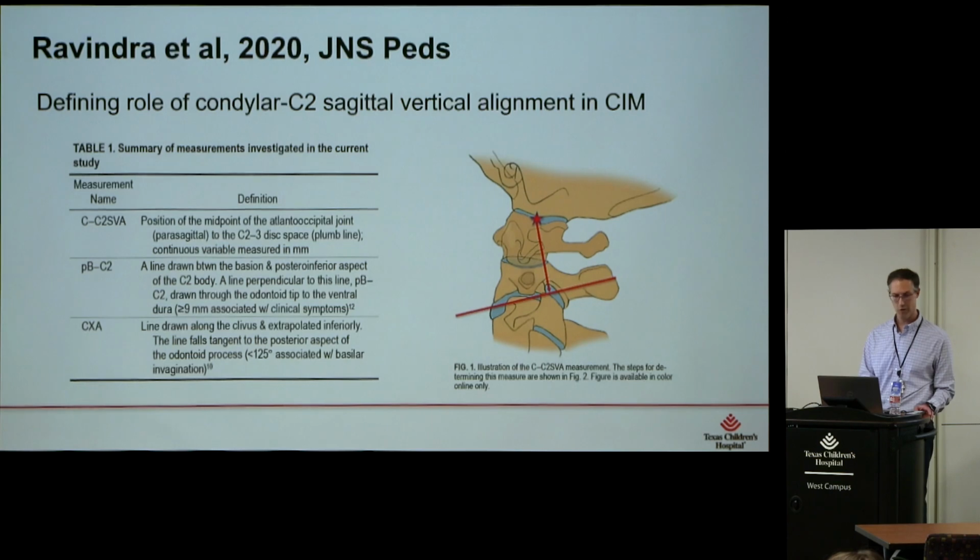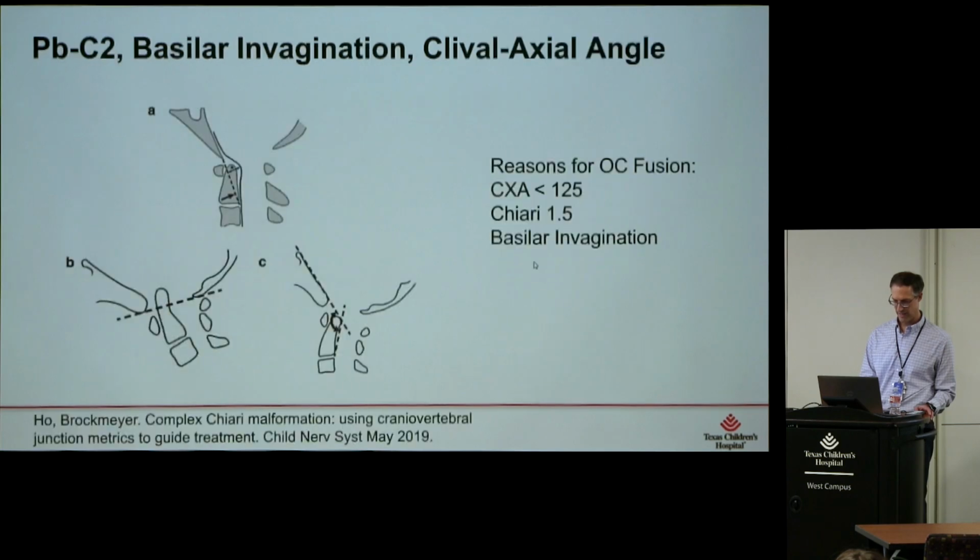There's another measurement that looks at the alignment of the spine, and then there's a term called basilar invagination. You might have heard this, but this is basically a condition where part of the spine, you can see over here in B, is actually coming up into the skull, and you can imagine that it's often causing compression of the brainstem.